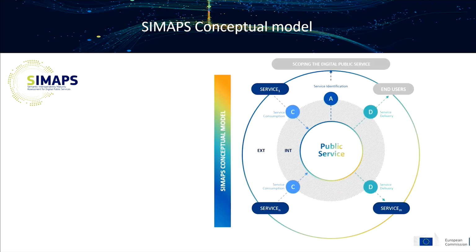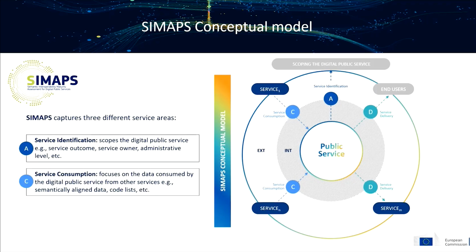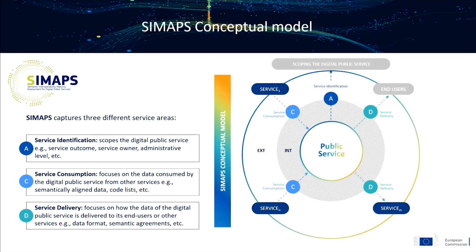SIMAPS captures three different service areas. Service identification, that scopes the digital public service, for example, service outcome, service owner, administrative level, etc. Service consumption, that focuses on the data consumed by the digital public service from other services, for example, semantically aligned data, code lists, etc. Service delivery, that focuses on how the data of the digital public service is delivered to its end users or other services, for example, data format, semantic agreements, etc.